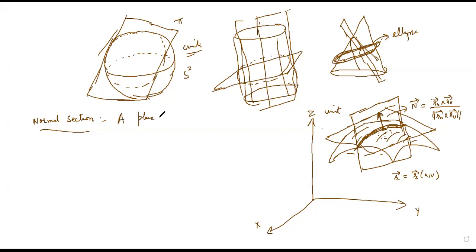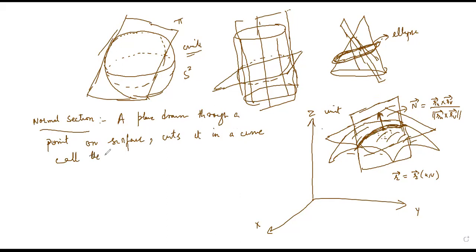A plane drawn through a point on a surface cuts it in a curve. जो जहां पर है अपनी curve, cuts it in a curve, called the section of the surface.